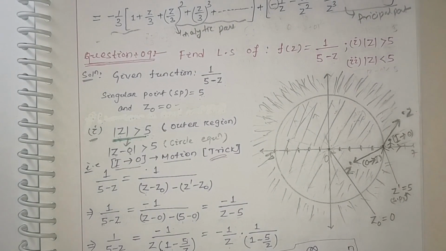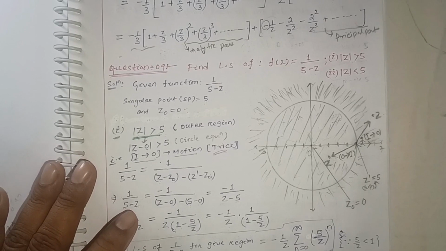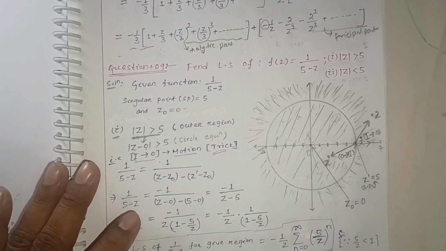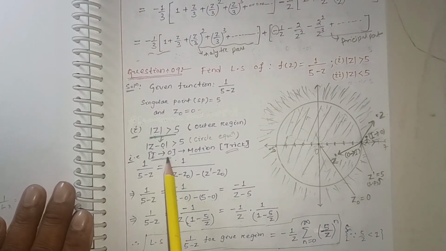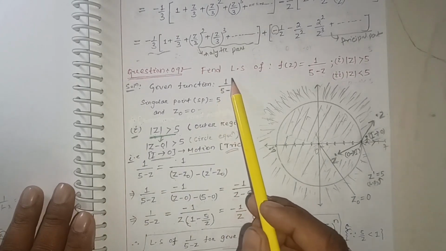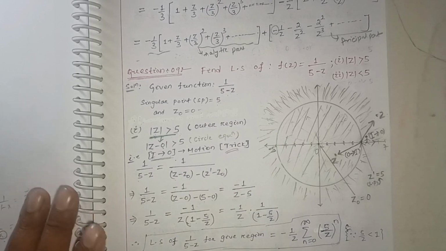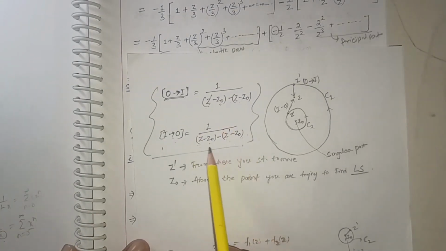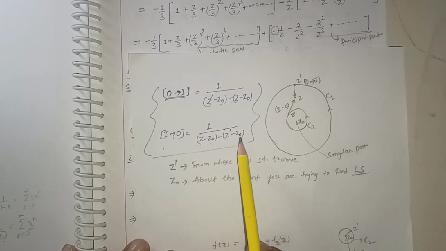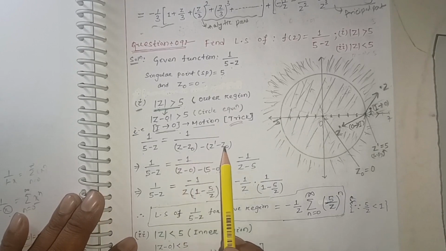This is one trick you just remember. Several times I have told you that these tricks have been derived from the Laurent series theorem. Now, if this is the case for into-out, then the function 1 by (5 minus z) will be written in this format, because for into-out the general form is 1 by (z minus z0) minus (z dash minus z0). Same thing has been written: z minus z0 minus z dash minus z0.